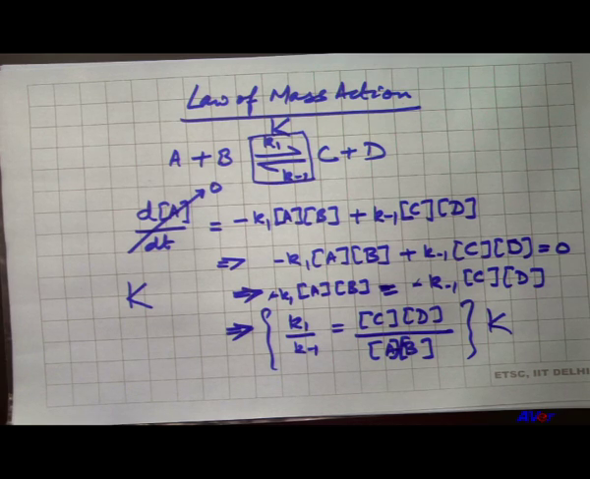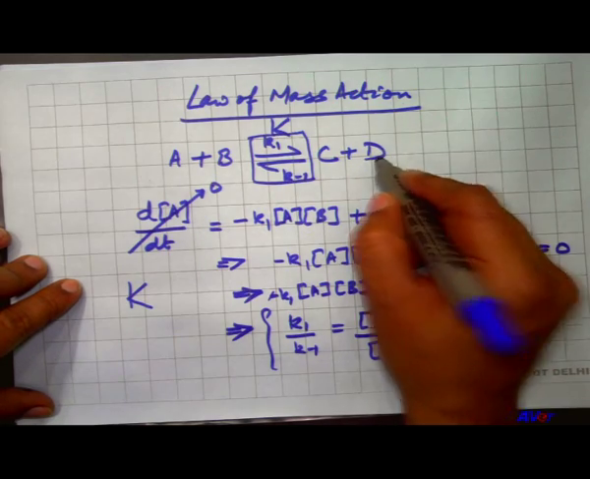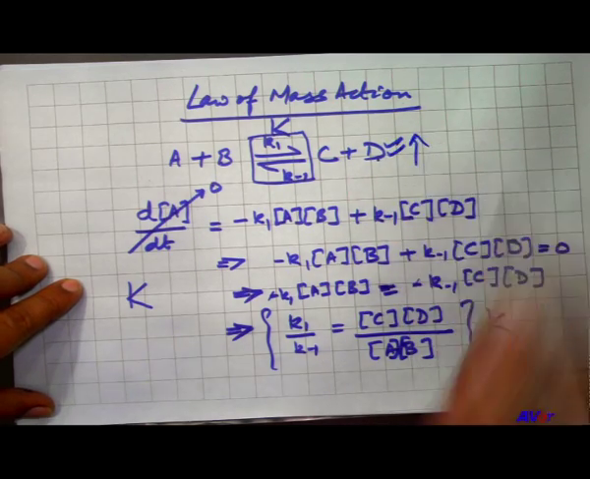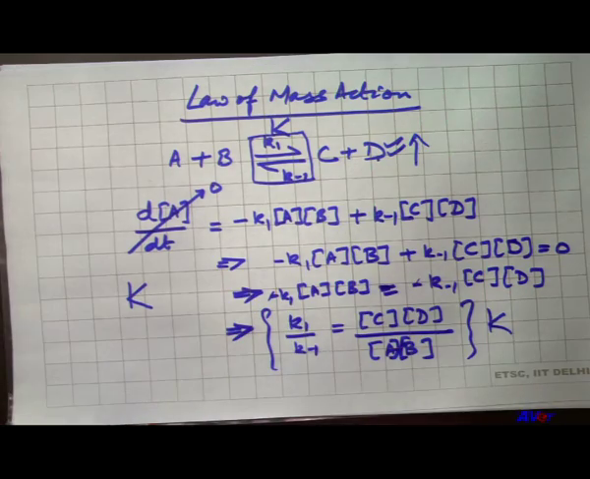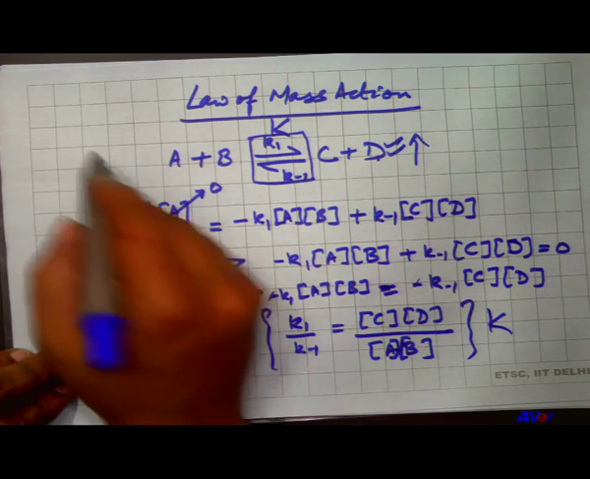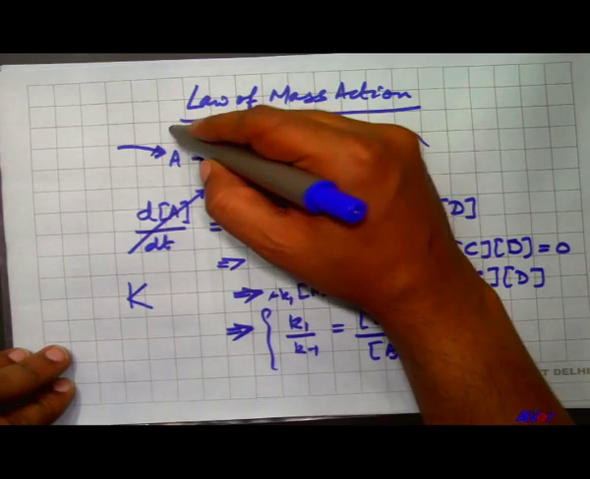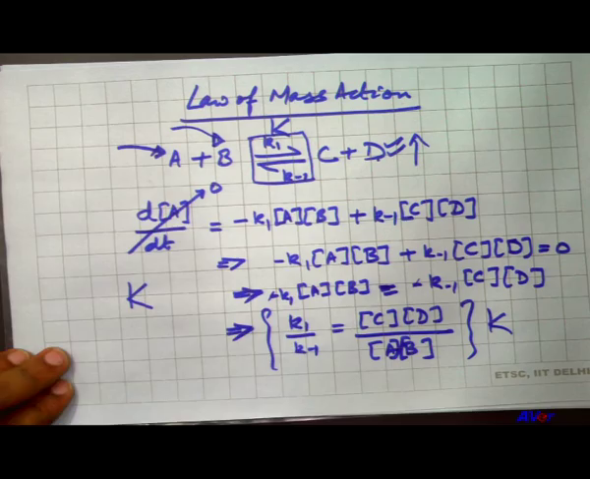Now, this law of mass action is very important for you to understand. For example, how do I increase the production of C if I want to increase the production of D? If I want to increase the amount of D in the system, how do I do it? Well, I can increase the concentration of A or increase the concentration of B, then D will increase.